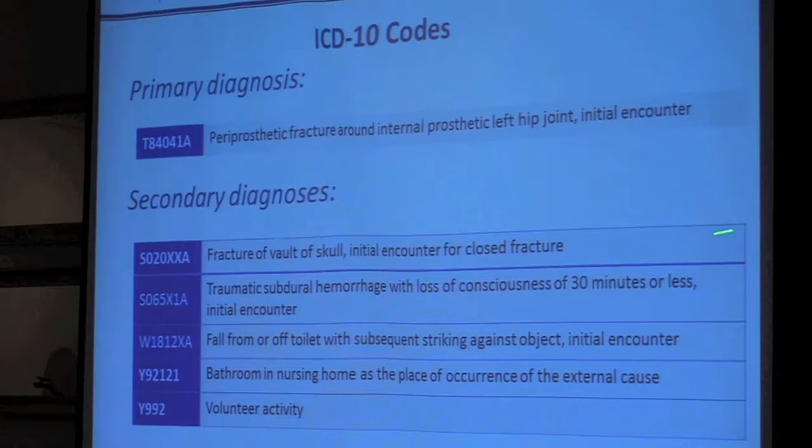Secondary diagnosis: he did have a fracture of the vault of the skull. He had a traumatic subdural hemorrhage, with loss of consciousness of 30 minutes or less. He fell off the toilet with subsequent striking against an object. It was in the bathroom, in the nursing home, and it was a voluntary activity. So I've characterized that.